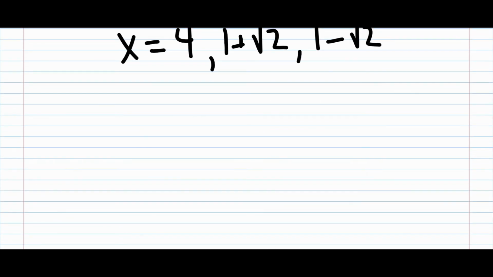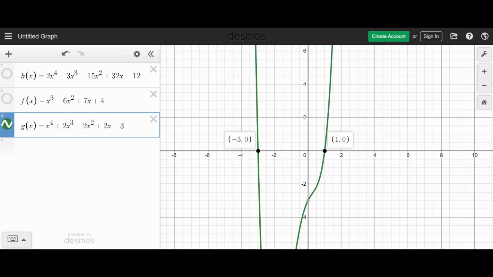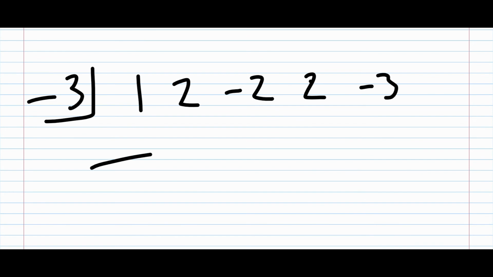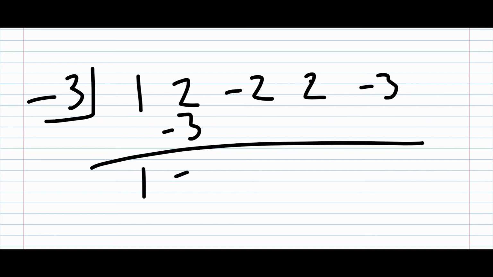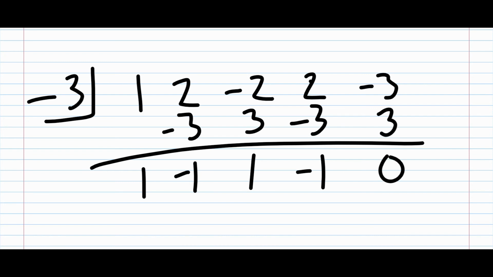So one of my zeros is going to be negative 3. And I'll go back to my coefficients. 1, 2, negative 2, 2, and then a negative 3 at the end there. So synthetic division here, I'll bring down the 1 and multiply. And then add and multiply again. And add, multiply again, and add. And finally multiply there and add to get a remainder of 0.